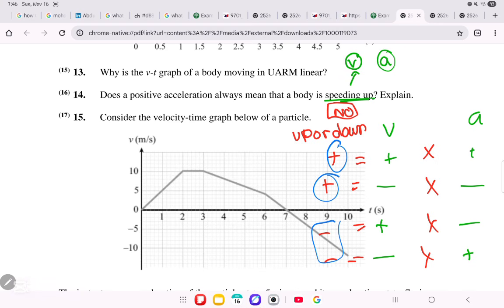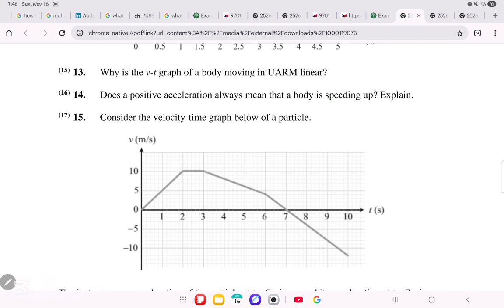It only speeds up with a positive velocity, right? And then you can just explain that if I have a negative velocity and a positive acceleration, it's going to slow down. We move on to question number 15.